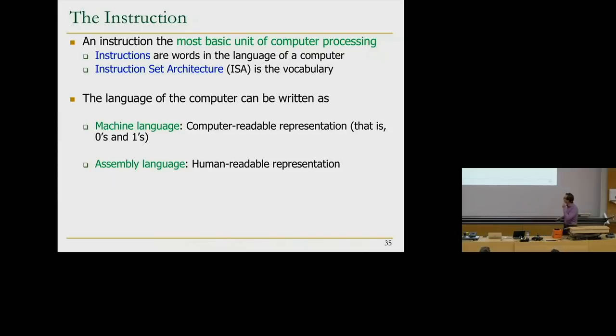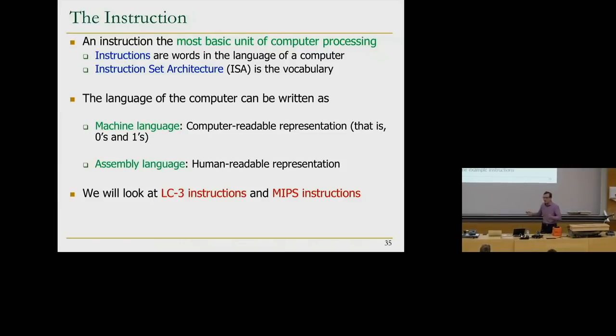which we will see. We will look at 2 different instruction sets: the LC3 ISA and the MIPS ISA. It's instructive to look at both because fundamentally they're very similar. Even x86 is fundamentally similar, but it's a bit more complicated. That's why we don't deal with x86 right now. So let's start with some example instructions.